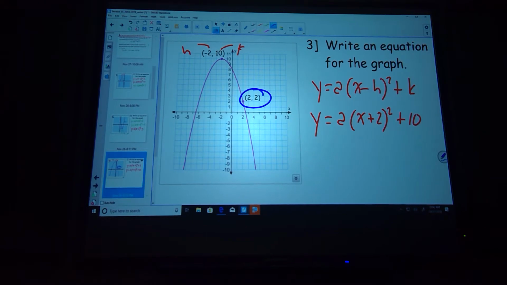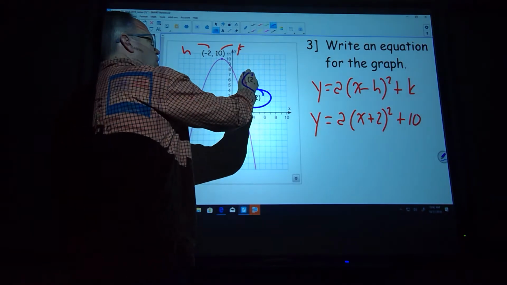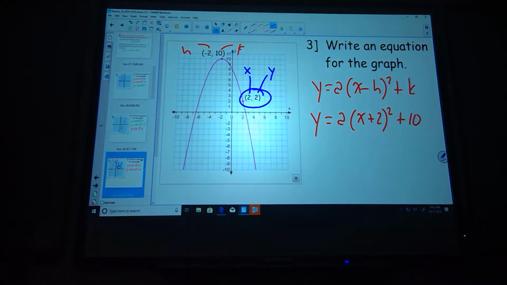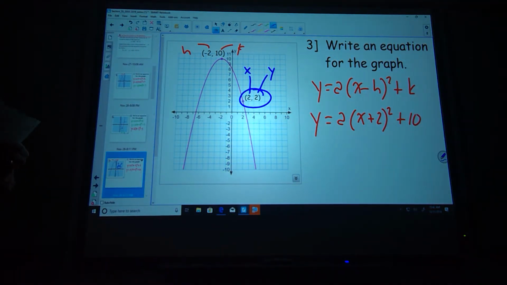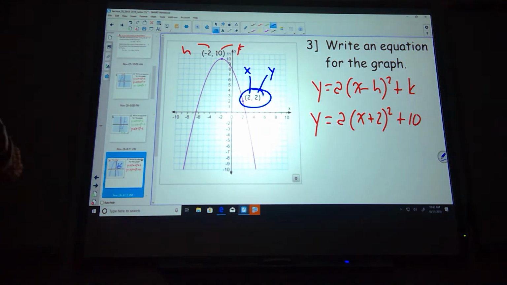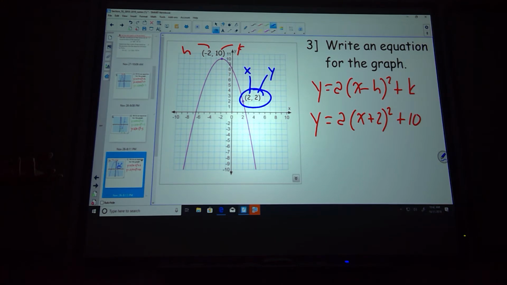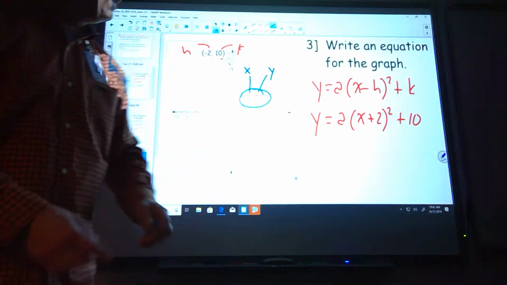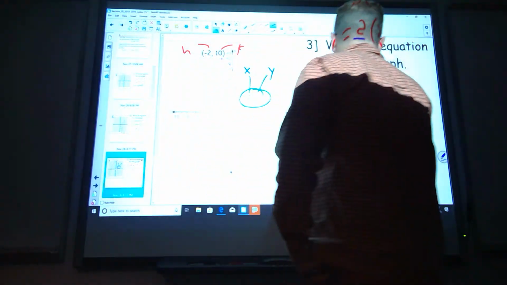They're both 2's, I get you. But is this 2 an x value and this 2 a y value? Do I have an x and a y that's in my equation? Yeah. So if I plug that x and y into my equation, I could solve for the A value. Agreed? We're going to leave this alone for right now.